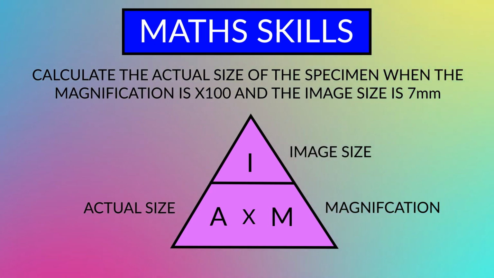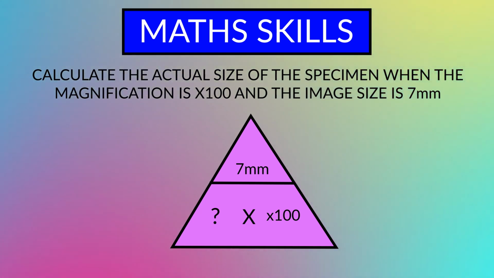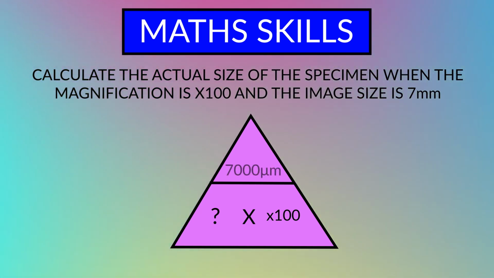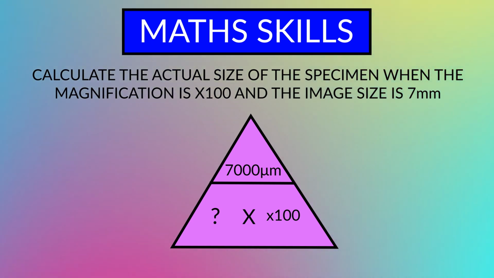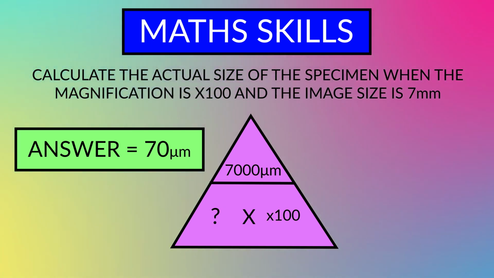by magnification. We put the known numbers into the equation as shown. Before we can do this calculation, we must convert the image size units into micrometers first by multiplying by 1000. This changes it to 7000 micrometers. Finally, we then divide 7000 by 100, which gives 70 micrometers. Do not forget the units at the end, as you may be deducted a mark.